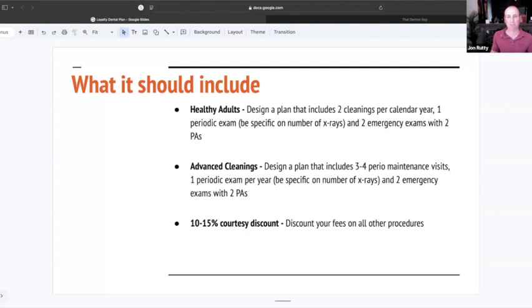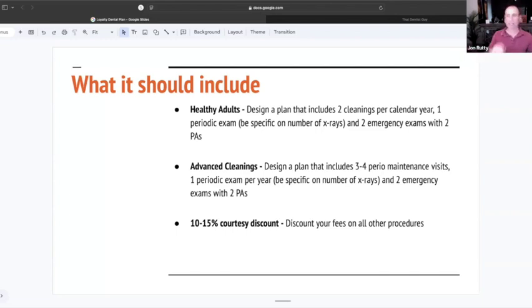You see at the bottom there, and I know we don't love the word discount, but at the end of the day, the courtesy for them would be between 10 and 15%. All right, and so you can either add the fluoride to your benefit plan or just give them the extra 10 to 15% off should they say yes to it.